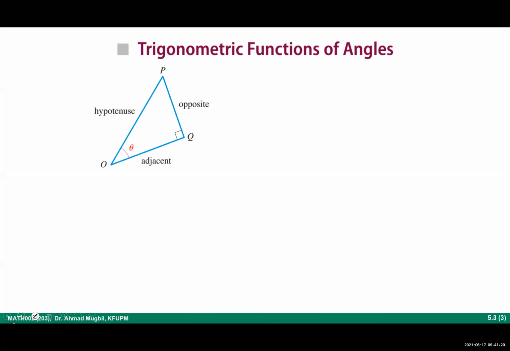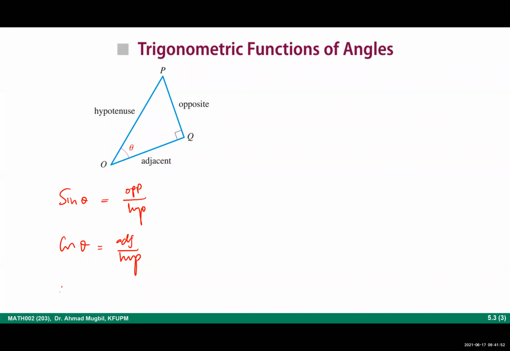So before starting, Shabab, let me remind you about what we did in the previous class. We have a right triangle. We have this angle theta. This is the opposite, adjacent, hypotenuse. We have defined sine theta to be what? Do you remember? It is the opposite over the hypotenuse. And similarly, cosine theta is the adjacent over the hypotenuse.